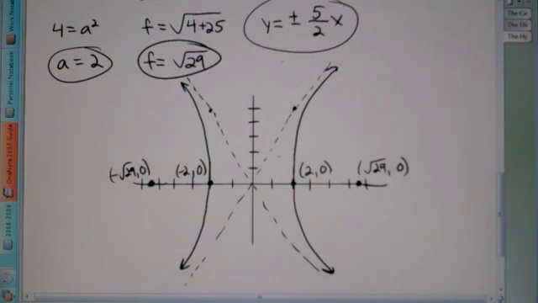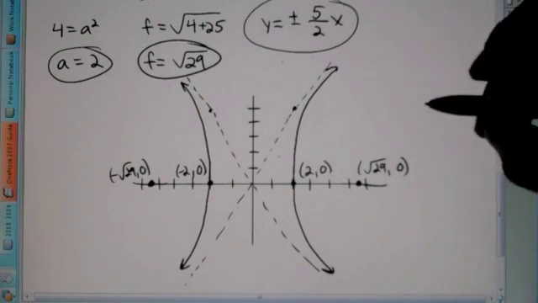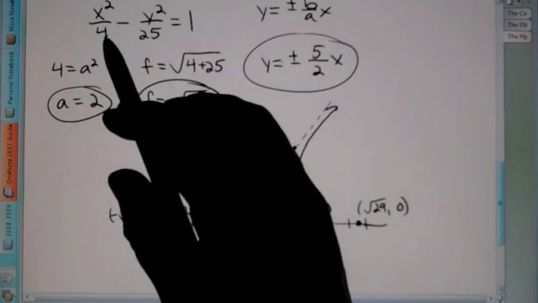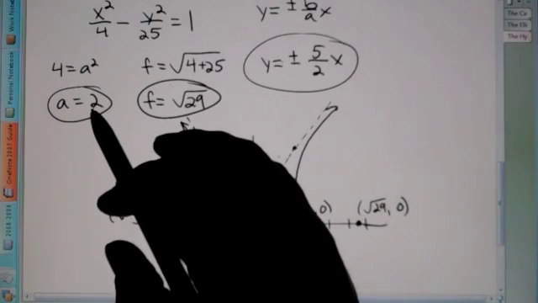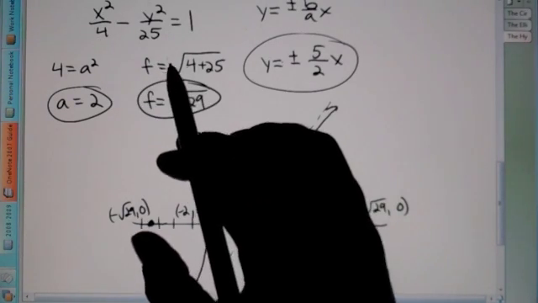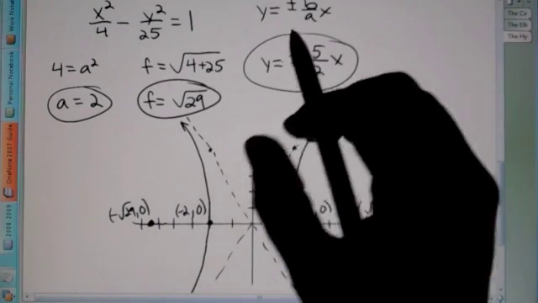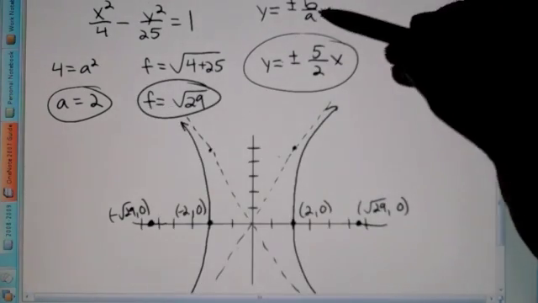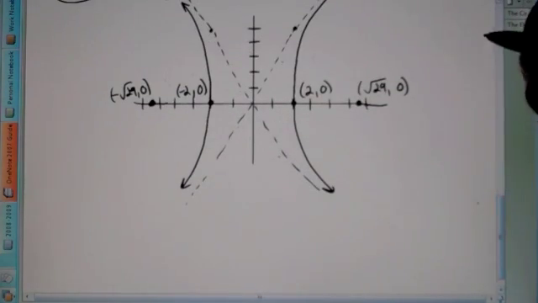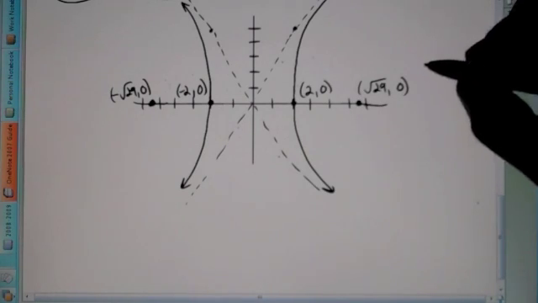So we're going to do more, but just for now, understand that A, again, is the first number you see. That's a squared, so let's take the square root of that, and you'll find A. The focus is a squared plus b squared, and then take the square root of that. And then the asymptotes, if x comes first, we do b over a. If y comes first, we do a over b. So let's try one of those, a over b's.